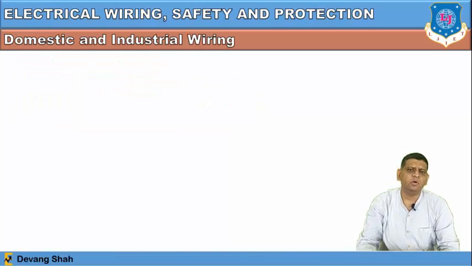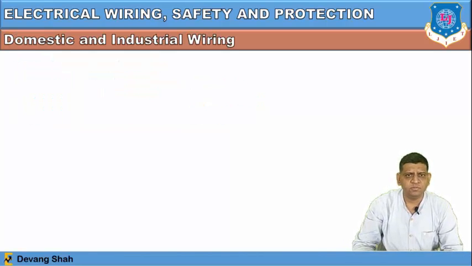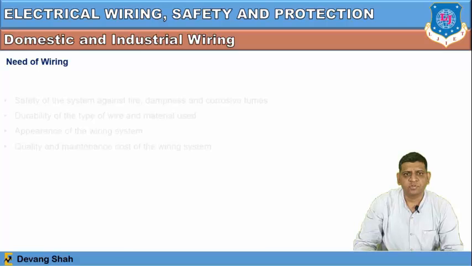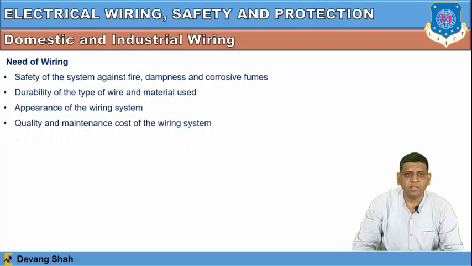So far we have learned about the different types of wires and cables, their characteristics and the construction of wire and cable. Now if we talk about domestic and industrial wiring, why do we need wiring first? We require wiring for safety of the system against fire, dampness and corrosive fumes, durability of the type of wire and material used, appearance of the wiring system, and quality and maintenance cost of the wiring system.